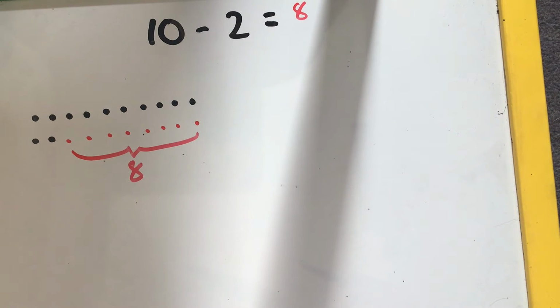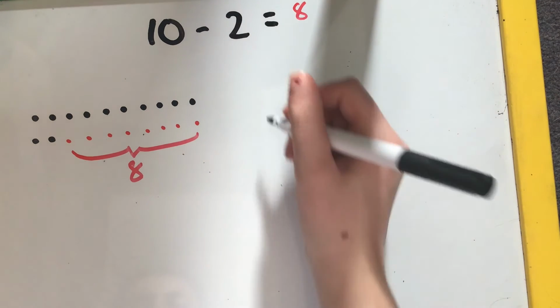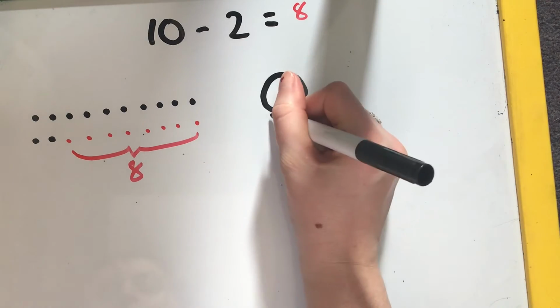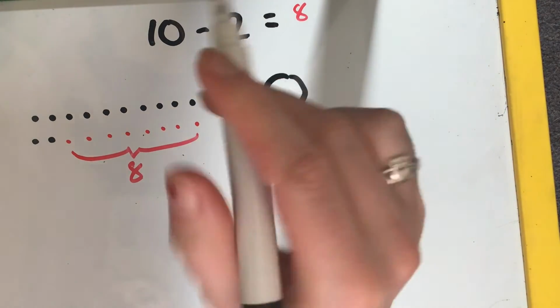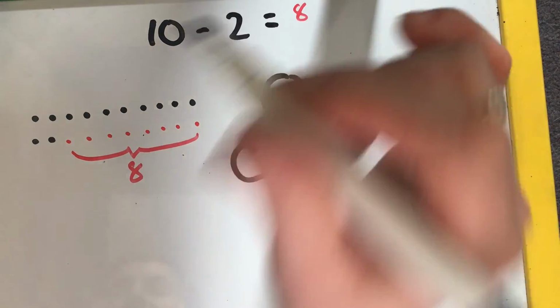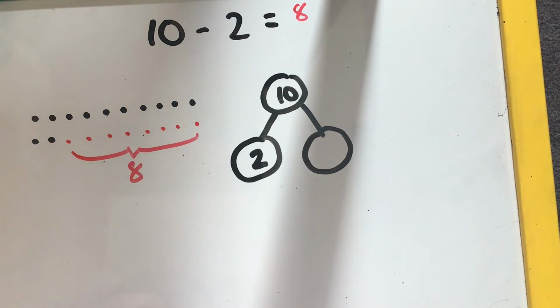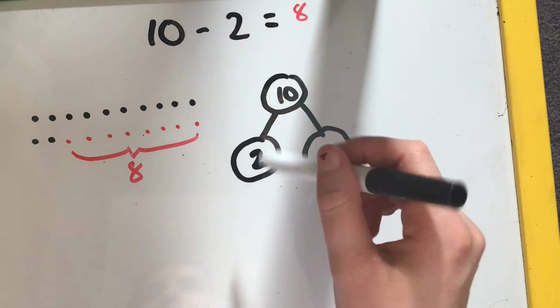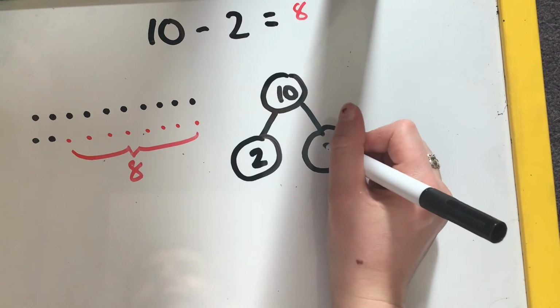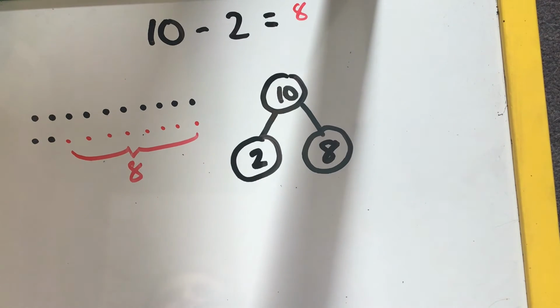Another model we could use is the part-whole model. But this time, rather than knowing the two parts, we know the whole, which is 10, and we know one part, which is 2. Again, we could draw the dots to help us find this, or if we know the answer, we just pop it in there.